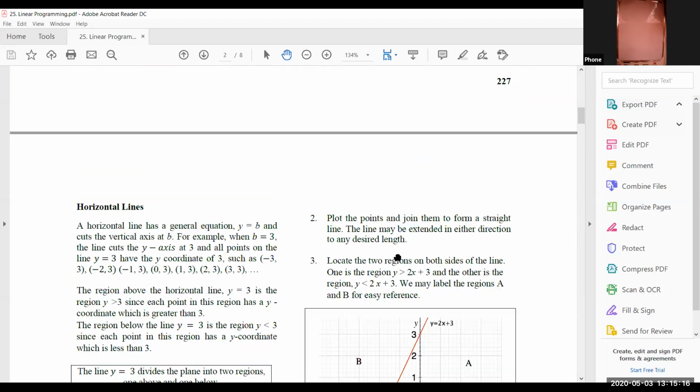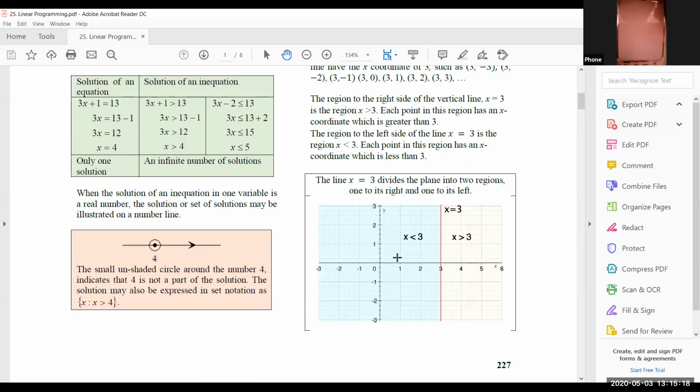Let's look now at horizontal lines. So if vertical lines were on the x-axis, what do you all think? Where do you all think horizontal lines will be?